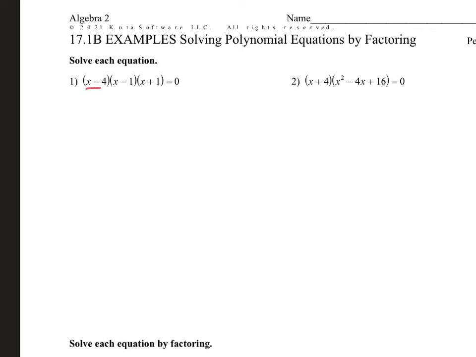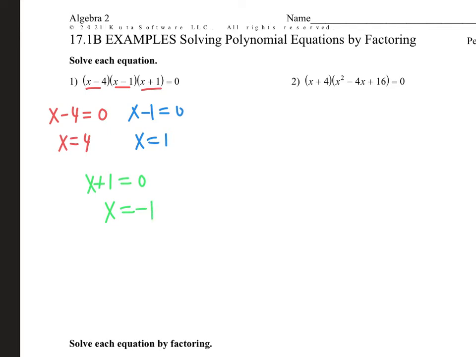We know if we have some things being multiplied, and they equal 0, that means that one of the factors must be 0. So either x minus 4 is 0, which means x equals 4 is one of the solutions. Or the other factor, x minus 1 equals 0, so x equals 1. And the third factor, x plus 1, if we set that equal to 0, we would get x equals negative 1. Okay, so we're getting 3 answers here. All of them need to be listed. All of them are solutions to the equation. It's just using that zero product property.